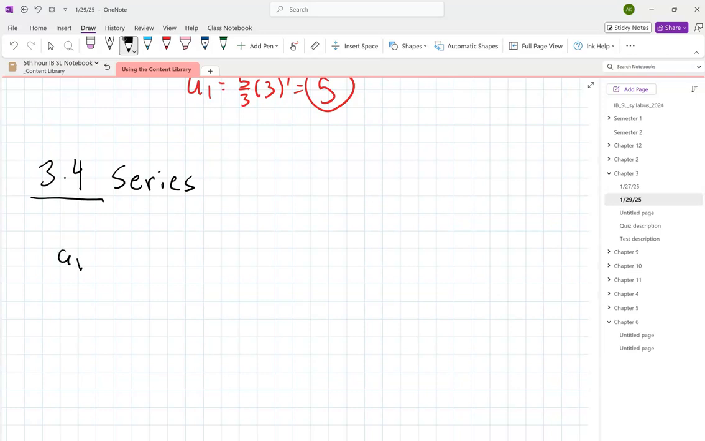So let's say that I have the sequence. For sequences, usually we use a lowercase a or u or b or something. For a series, we use a lowercase letter s. And a series is just going to be the sum of the terms of some sequence.